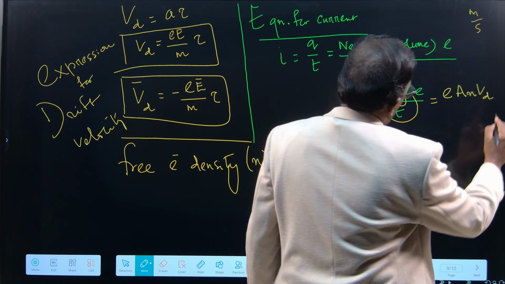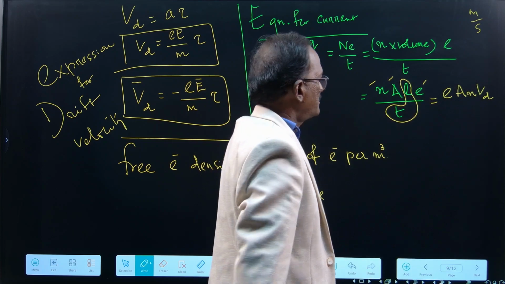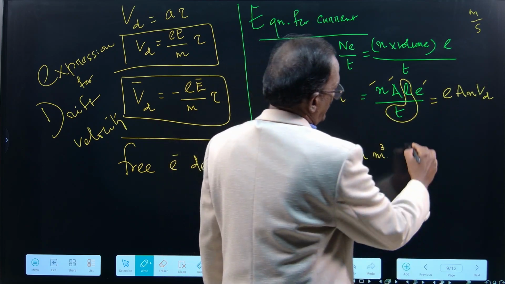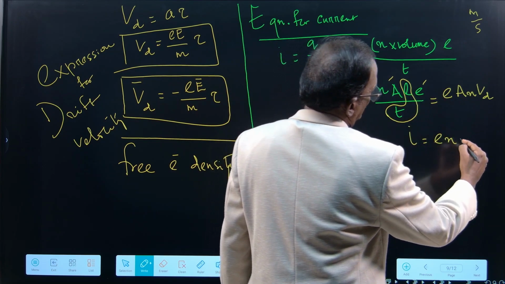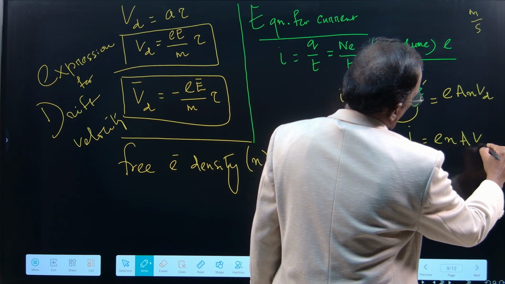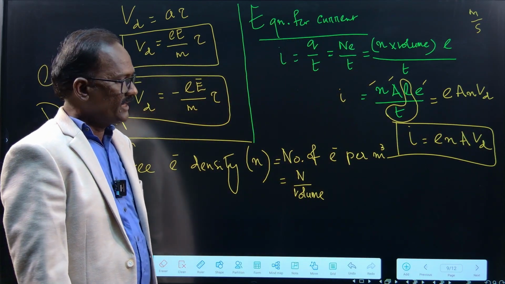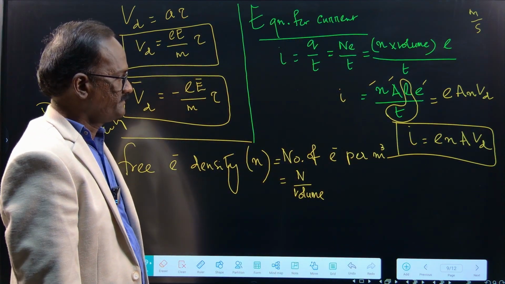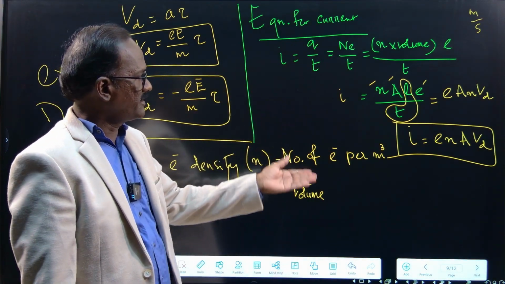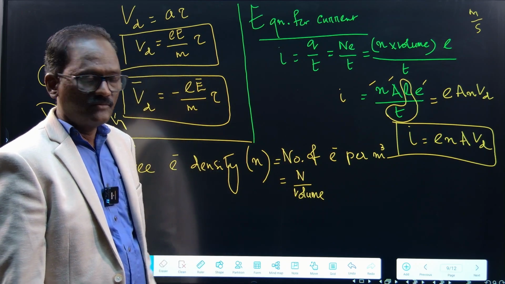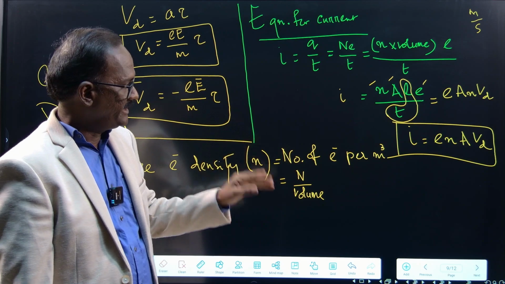I is equal to n e A Vd. This is the expression for the current: Q by t, n e by t, and then using the volume I am converting it. So this is the most important expression in this chapter: I is equal to n e A Vd, right?